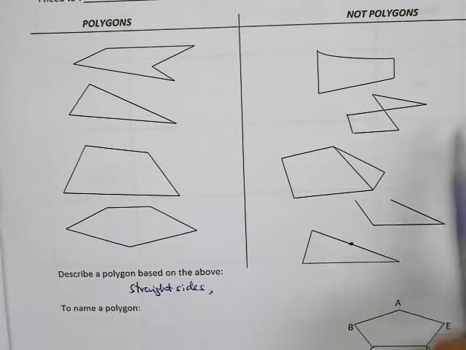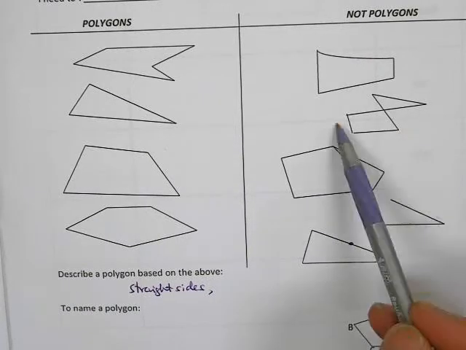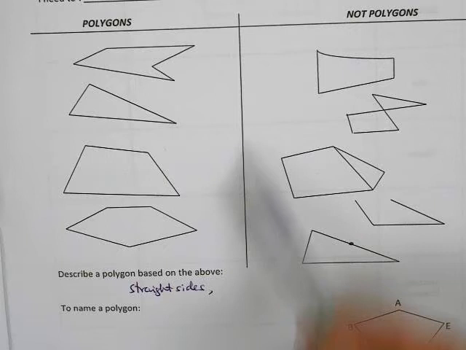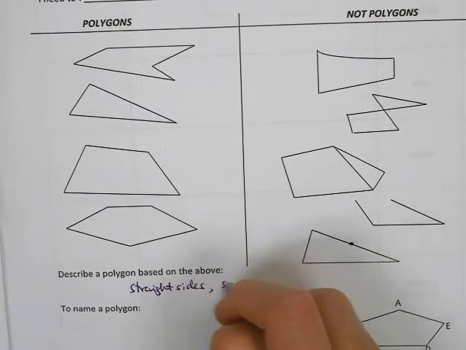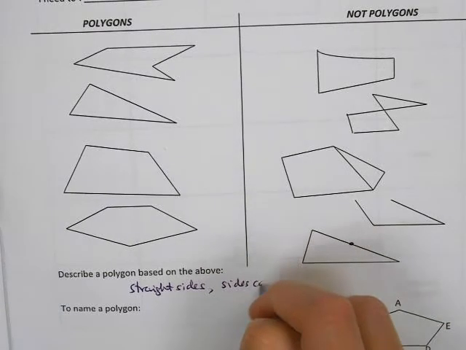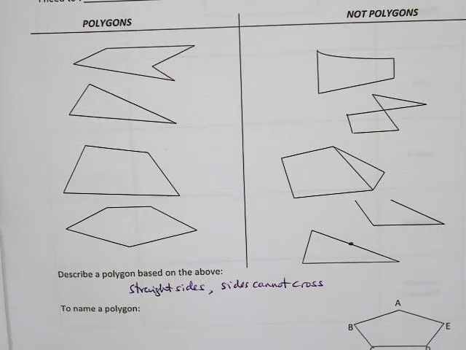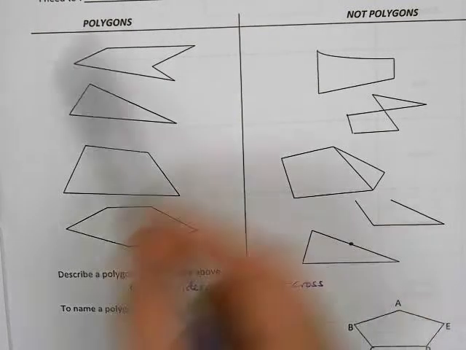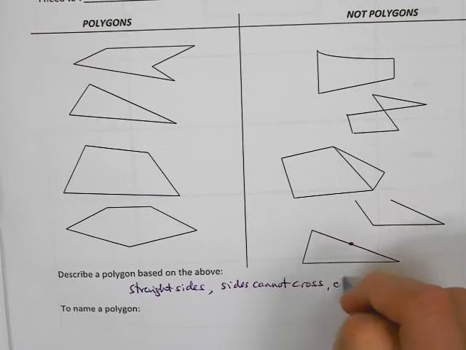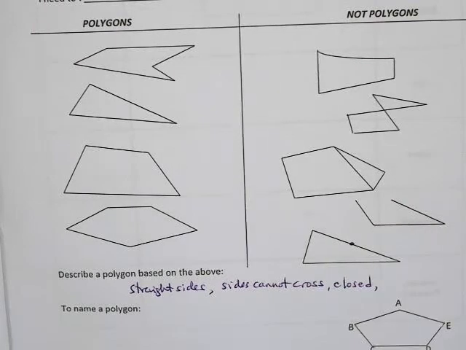That would be one thing that we know about polygons, right? If you keep looking, this next one has sides that cross. Notice we don't have that anywhere. So let's say sides cannot cross, or intersect would be a better word. What's wrong with this one down here? See how it's open? All of these are closed figures. So let's just use the word closed.